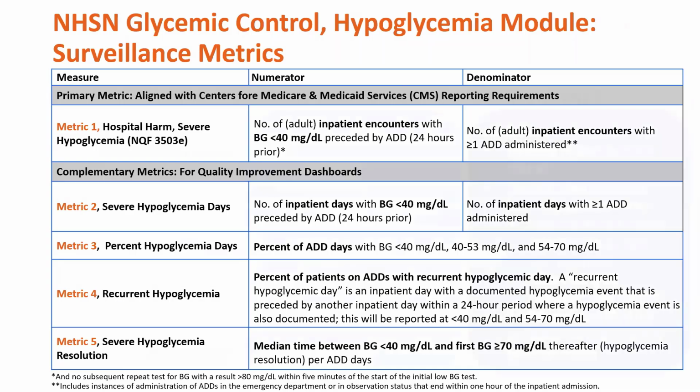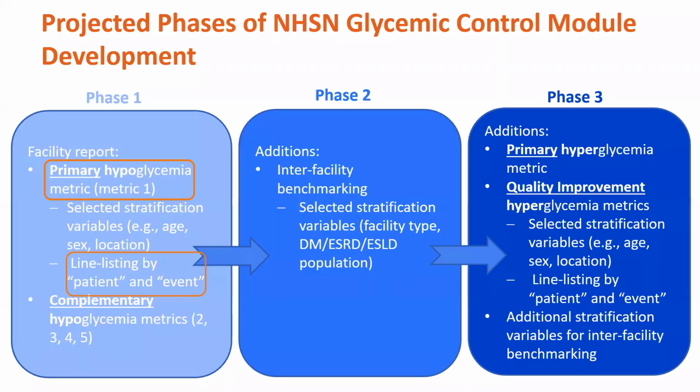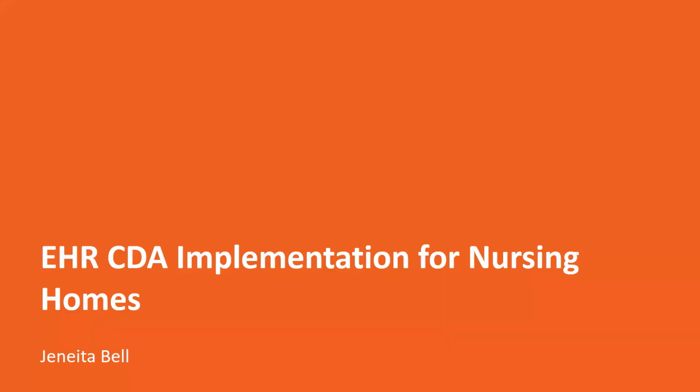Next slide. Thank you. We anticipate the glycemic control module to be released in phases, with the April release making available selected facility reports, such as the primary metric that I mentioned earlier, and maybe a line listing of the patients who had that particular event, which is severe hypoglycemia. Later phases will provide better ability to stratify or benchmark, and eventually we'll be moving into high blood sugar, hyperglycemia metrics. And with that, I'll turn it over to the nursing home discussion.